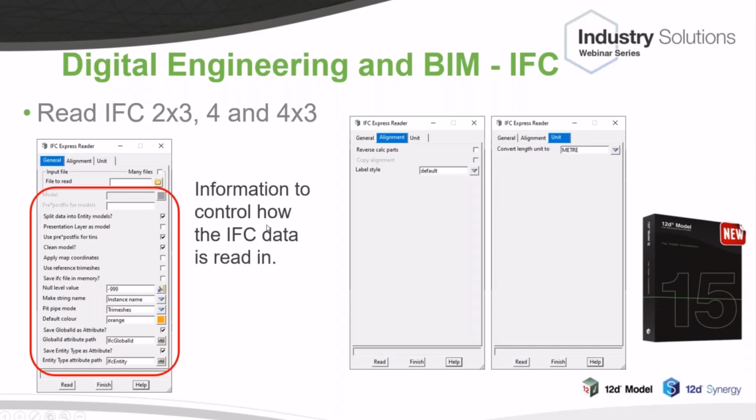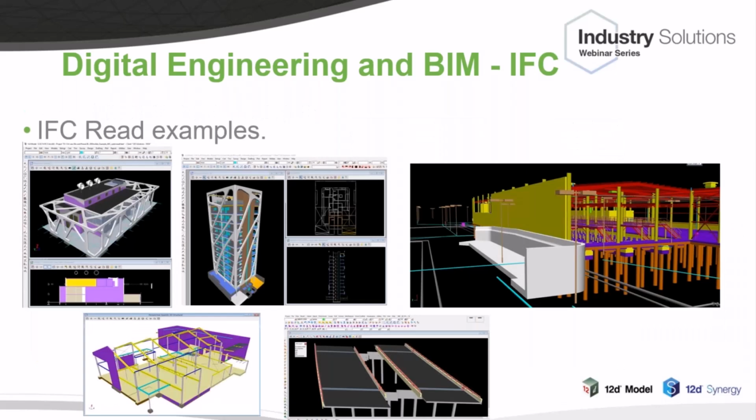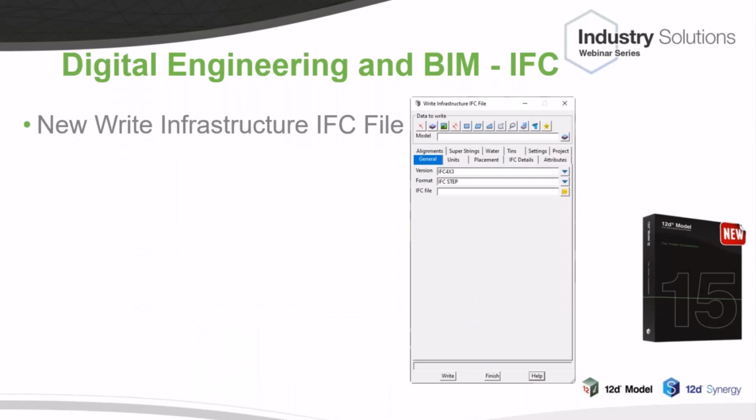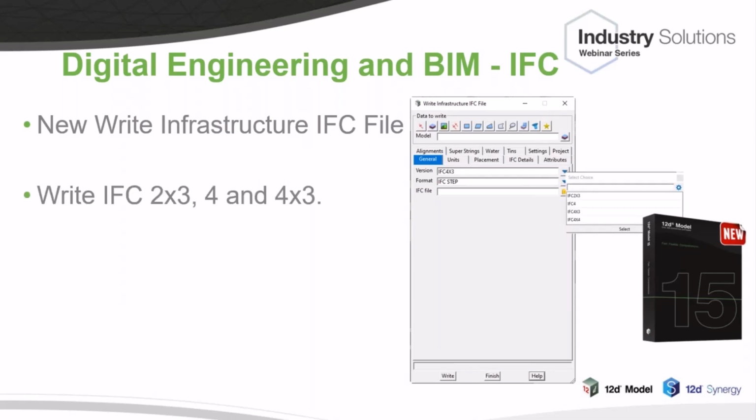And there's a whole lot of information on the front to control how we read the IFC data in. So you can do all sorts of things there, put it into different models, entity models, split it by the presentation layer as models, and so on. And we've read in heaps of IFC files over time from lots of different products. But the important thing that is coming, especially with IFC 4x3, is the write infrastructure IFC file. It can write 2x3 and 4, but it'll be the 4x3 one that will become important from, say, Christmas or New Year onwards.